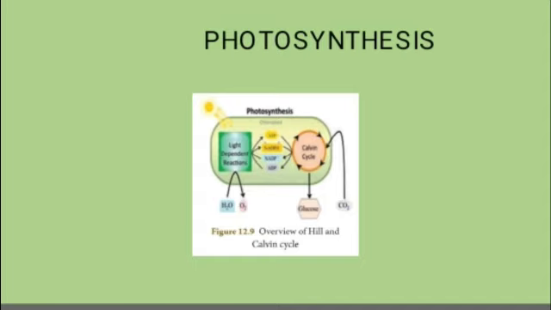A. Internal factors, that is pigments, leaf age, accumulation of carbohydrates and hormones. What are the external factors? Light, carbon dioxide, temperature, water and mineral salts.